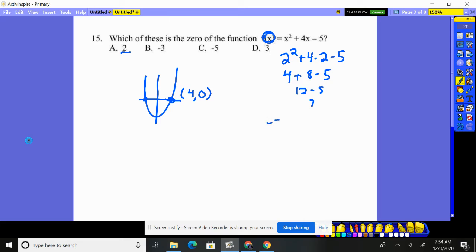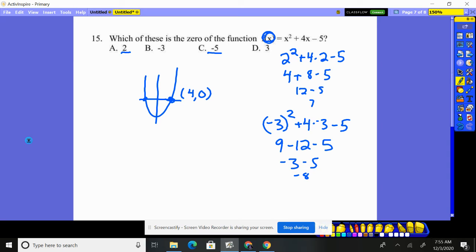Let's try -3. I plug -3 in. Now remember, whenever I'm squaring something, you've got to make sure you put parentheses around it. Plus 4 times -3 minus 5. Let's see, -3 times -3 is 9. This is minus 12 minus 5. So that's -8, no, that doesn't work. Darn it.